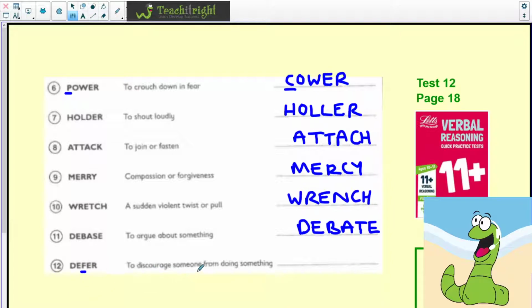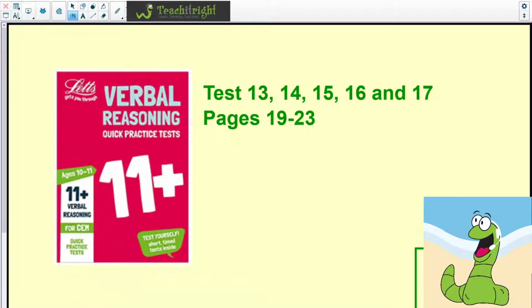Defer, to discourage someone from doing something. Well, that's to deter them. If you deter someone, you put them off doing it. You say, no, that's not a good idea. Deter them. So for any of these words, particularly maybe some of the new unusual ones like holler you may not have come across, or cower, put them in your word and meaning book, record them down, because they may well be words that may come up in your exam that you need to know. So it's all about building up your word knowledge. Remember, words are power. Let's move on to the next ones.